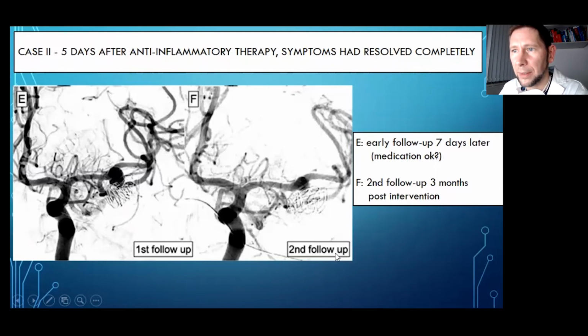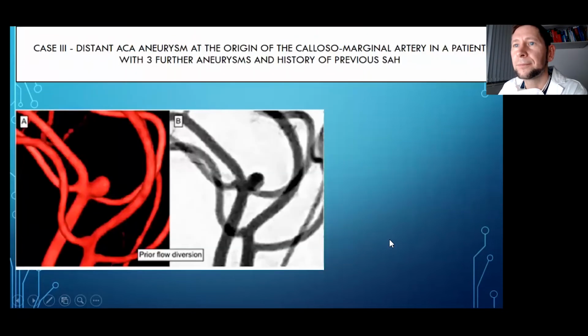And here you can see a very nice effect at the second follow-up already. So the aneurysm has shrunken significantly, and 3 months post-intervention, the reconstruction of the MCA is almost complete.